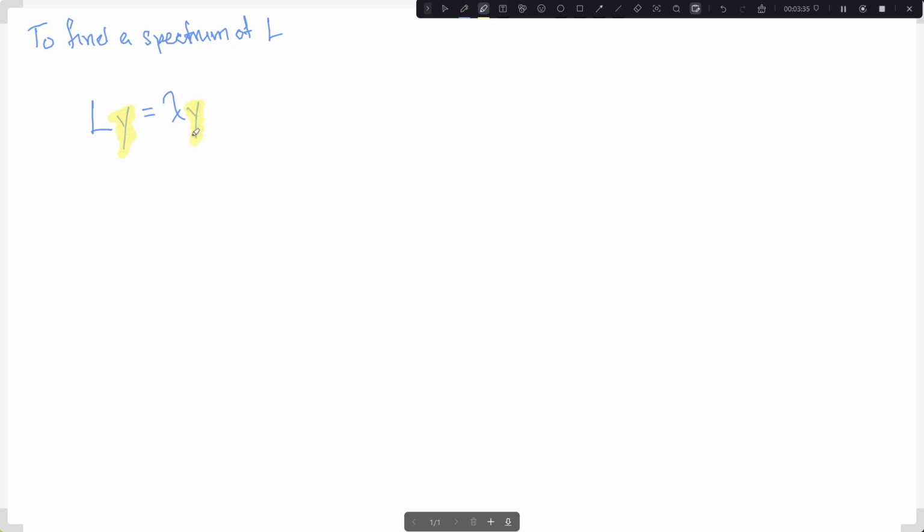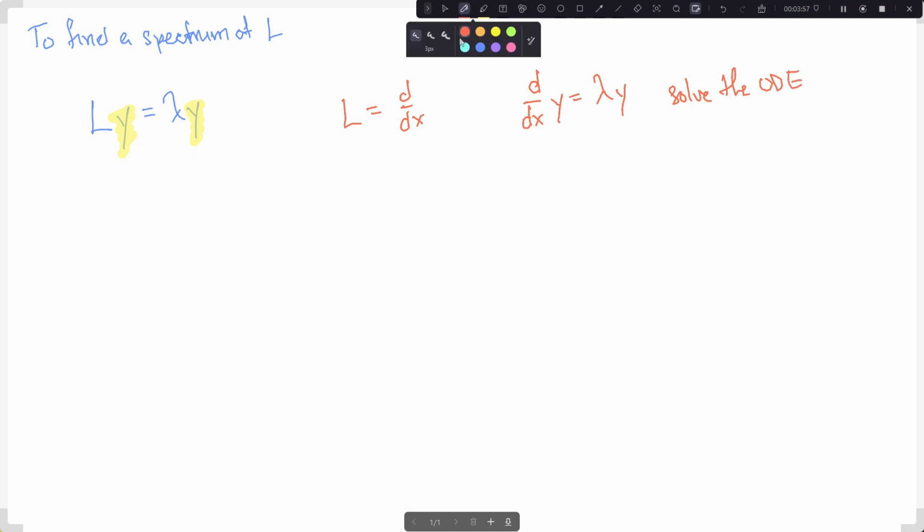You could use that, but I'm going to use y here. And here we're searching for L equals d dx. So now this is d dx y equals lambda y, and we're going to solve the ODE. Now, it turns out this ODE is a separable type ODE, if you remember from last semester.